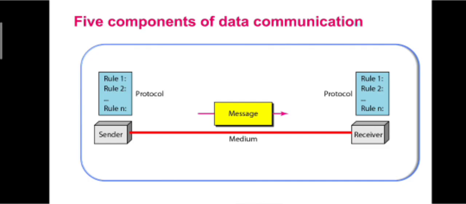Next important thing is transmission medium. A transmission medium is the physical path by which a message travels from sender to receiver. Some examples of transmission media include twisted pair wire, coaxial cable, fiber optic cable, and radio waves also. Next important thing, protocol. A protocol is a set of rules that governs data communications.